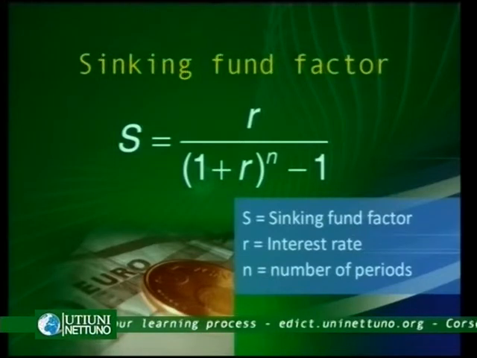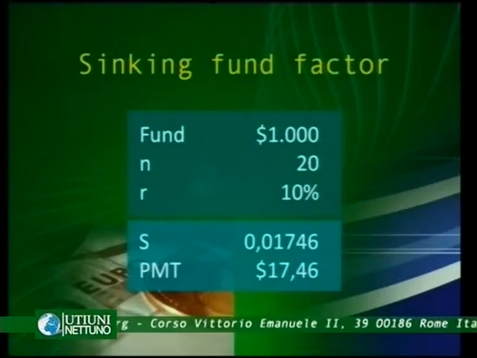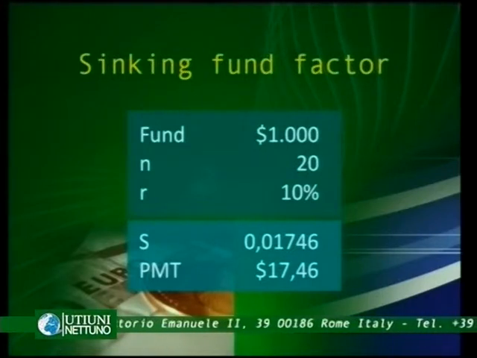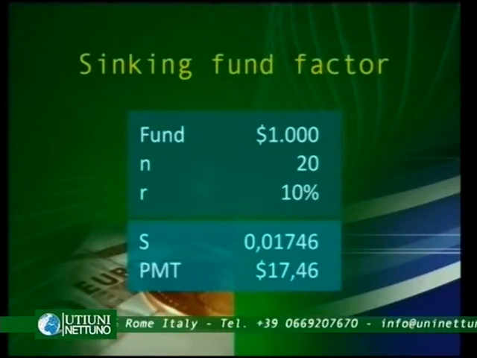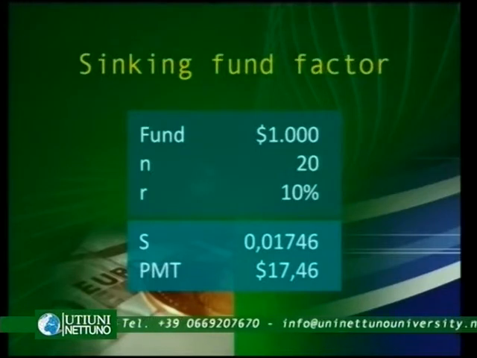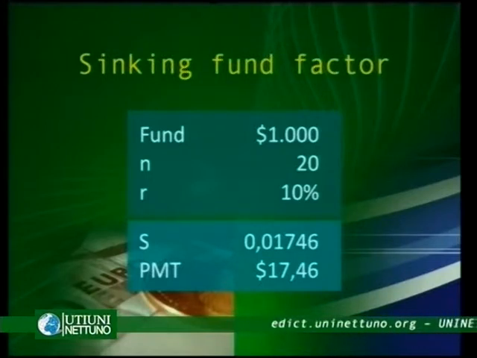So let's see how this formula works with a numerical example. Let's assume that at the end of the period of interest, you want to accumulate a fund of $1,000. So this is your objective, and you're assuming that the period you take into consideration is 20 years. So you want to accumulate this $1,000 over a period of 20 years, and you know that the rate of return that you get on the payments you make is 10%. So you want to know what is the payment that you will have to make in each year in this period in order to get this $1,000 in the future.